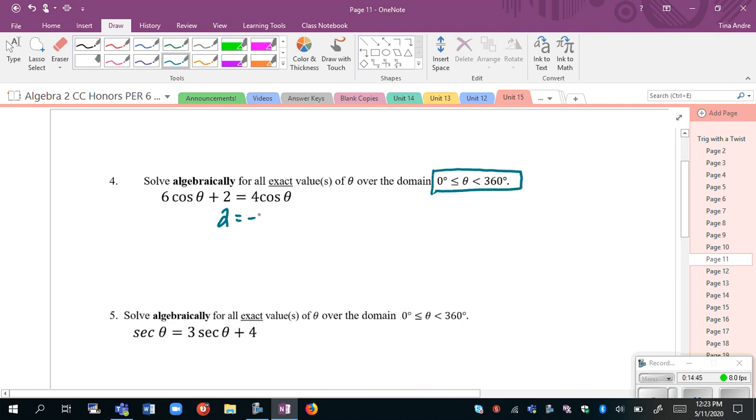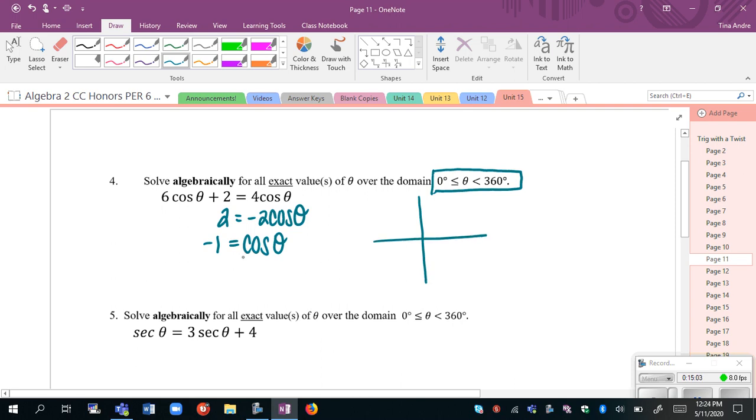So we have negative 2 cosine of theta. Divide both sides by negative 2. Negative 1 is equal to cosine theta. And just like I said on the previous problem, anytime cosine or sine is equal to 1, 0, or -1, that's your red flag that you're looking at the unit circle.